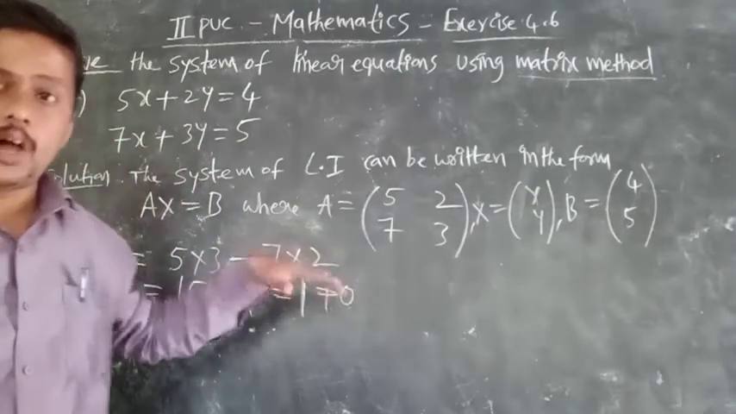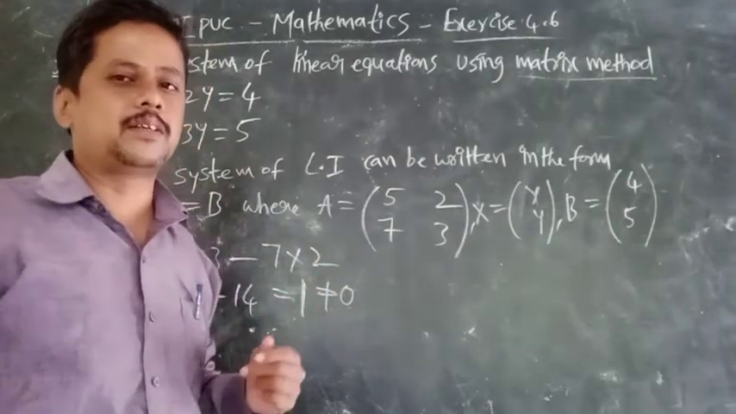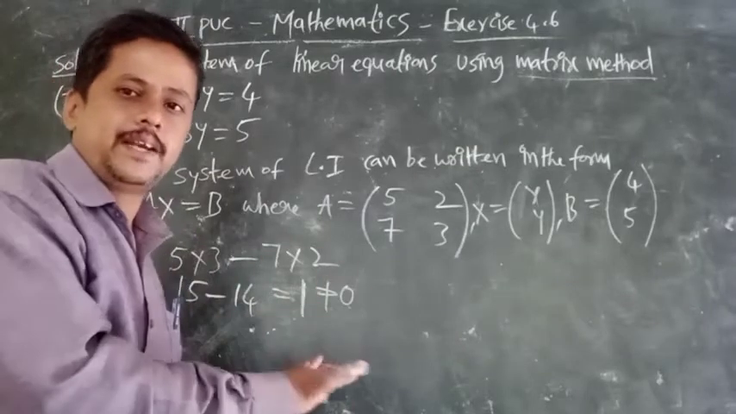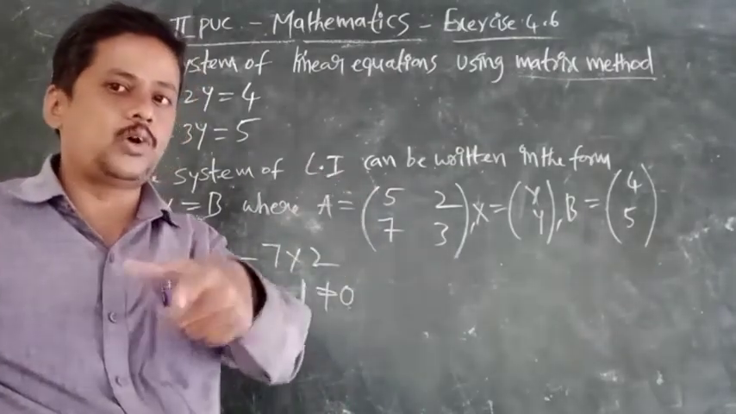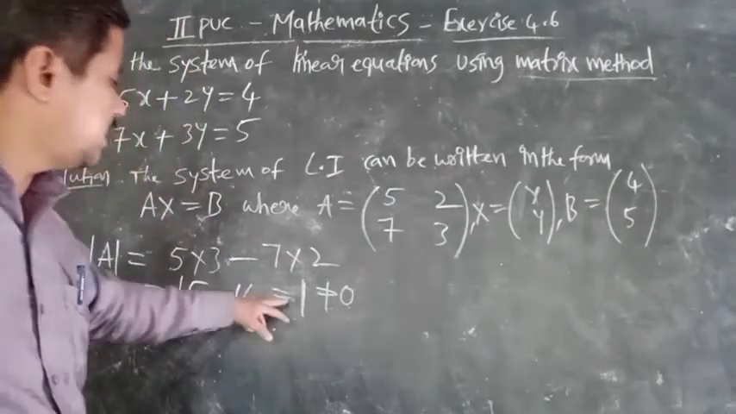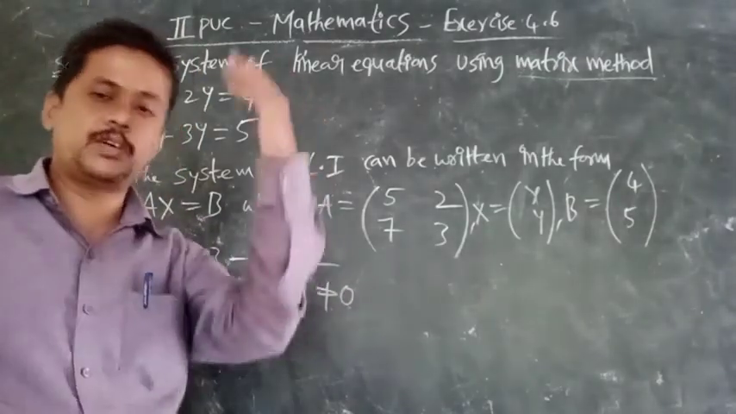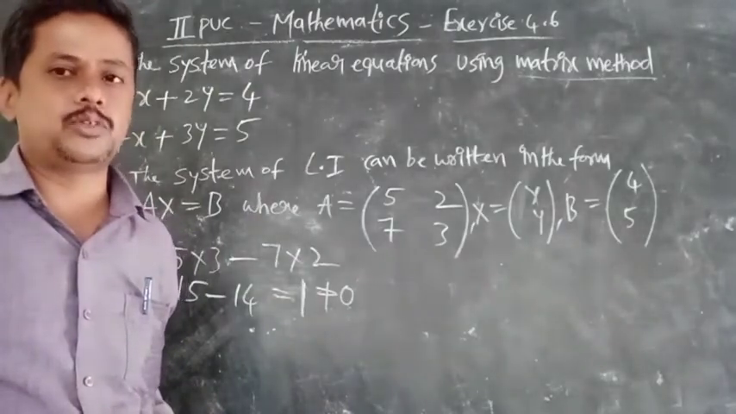Suppose it is 0, what should we do, sir? If it is 0, we will stop here itself. We should stop here, so there is no solution. Inconsistency was already explained. But it is not equal to 0, no, so proceed further.